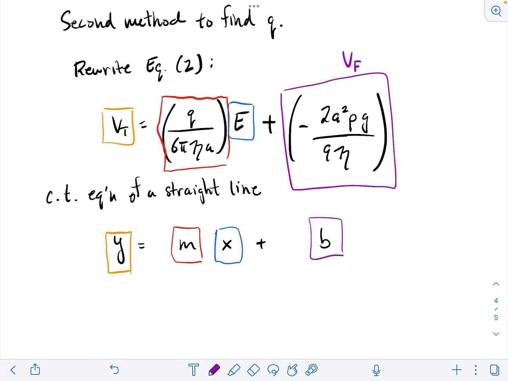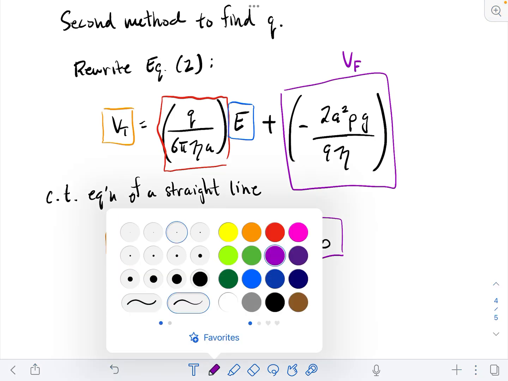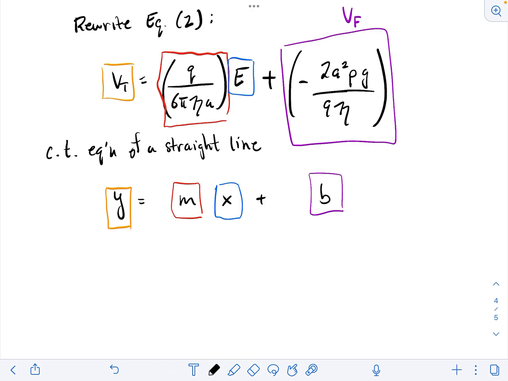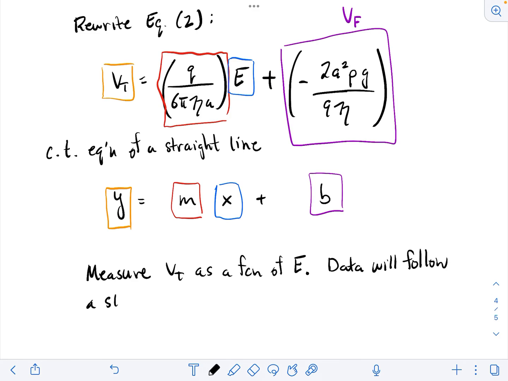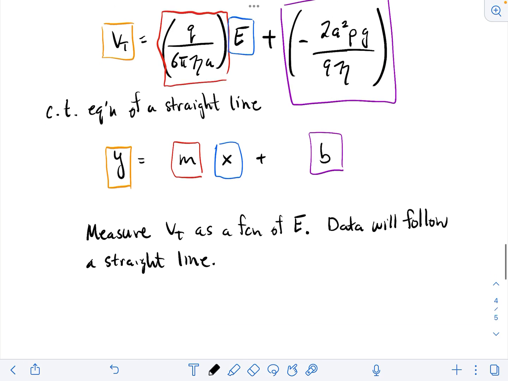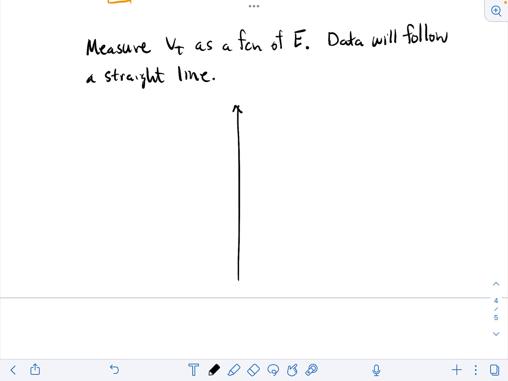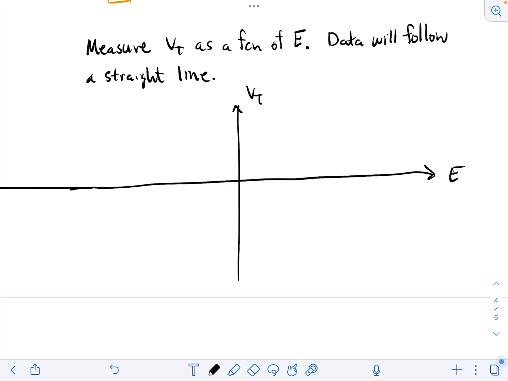Okay, and so the other way to determine the value of Q is to measure the terminal velocity as a function of the electric field strength E. The data will follow a straight line. If we were to plot that, here's our electric field strength, and here's our terminal velocity. We know the free fall velocity is going to be negative, so our y-intercept is going to be something like this. We would be able to apply negative electric fields and positive electric fields. And our data would look something like this, and maybe there are some error bars on these data.